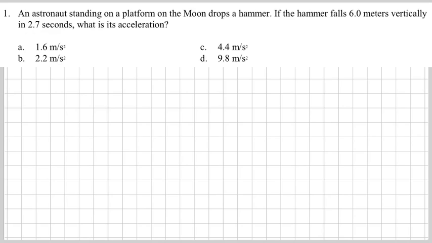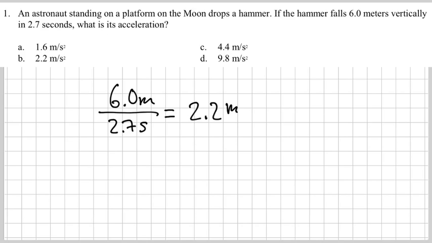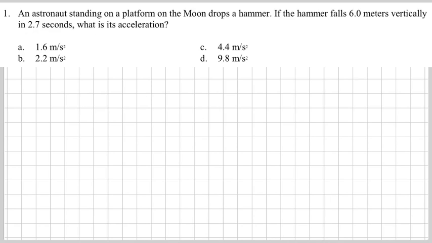It says an astronaut is standing on a platform on the moon, drops a hammer. If the hammer falls 6.0 meters vertically in 2.7 seconds, what is its acceleration? The first instinct that students like to do is to take 6.0 meters and divide it by 2.7 seconds. And what do they come up with? The 2.2 meters per second. And then they just say, oh, it's B. Well, that's not how you do this problem. That is finding average velocity and not finding the acceleration. We want to find acceleration.